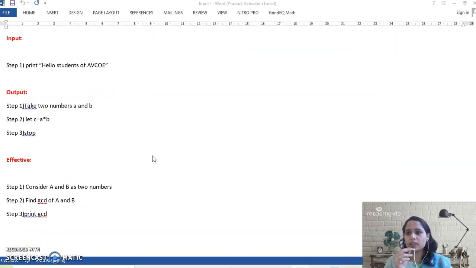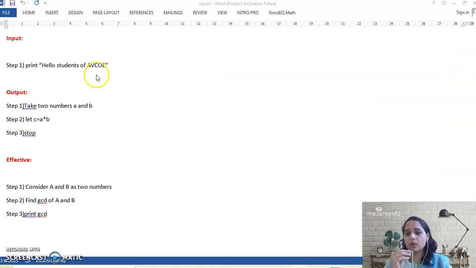So the very first point is about the input. As it is mentioned in the slide, your algorithm should have 0 or more inputs. For example, my program is to perform addition of two numbers, so my inputs are 2 numbers here. But what about 0 inputs? Sometimes my task may be to just print some statements. For example, if I have written a program to print something, for example, print hello students of ABCOE, then in this particular program I don't need any inputs. That is the reason it is mentioned your algorithm may have 0 or more inputs.